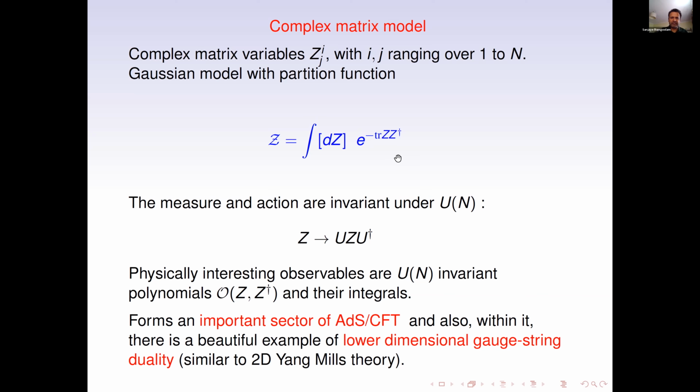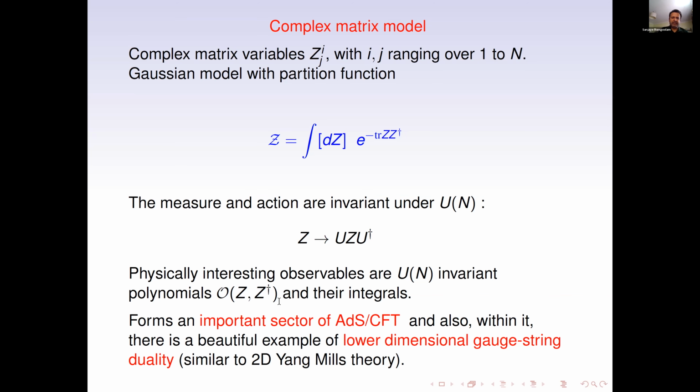These are N by N complex matrices. And if you transform Z to U Z U dagger for unitary U, the measure and action are invariant. And the physically interesting observables are UN invariant polynomials, which are polynomials in these matrix variables.